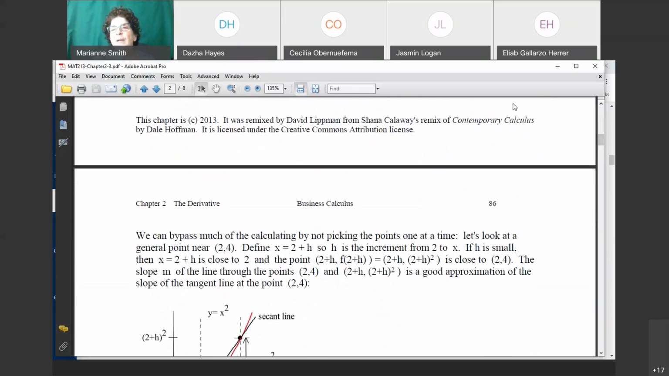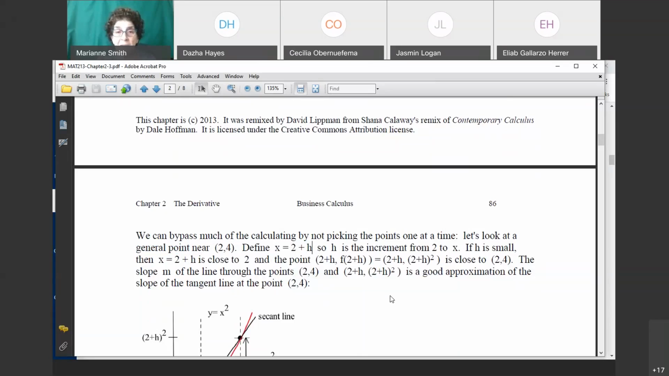So that's what they're showing you here, on the top of this next page. They say, don't pick points one at a time, like 2, 4. Let's look at a general point. Here's where you're going to have to get out your algebra hats. Now, instead of saying that the point x that we're interested in is 2.01 or 1.99, let's just say it's 2 plus some little h.